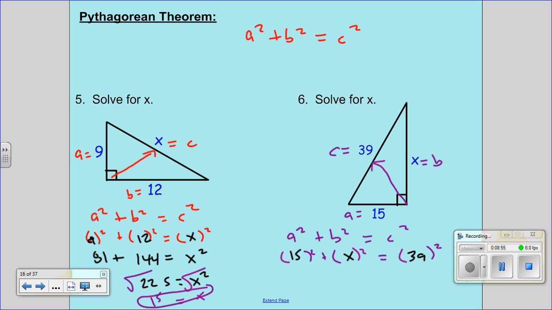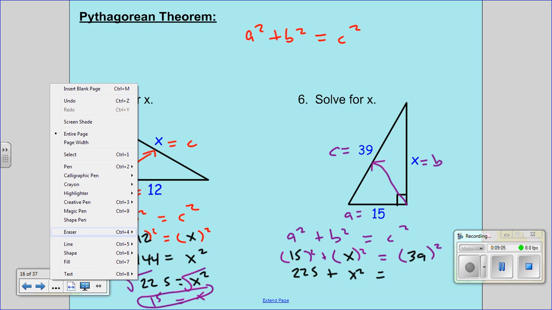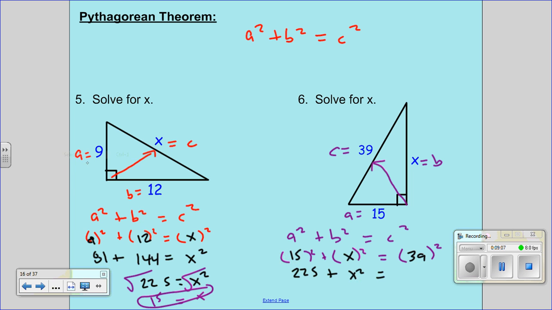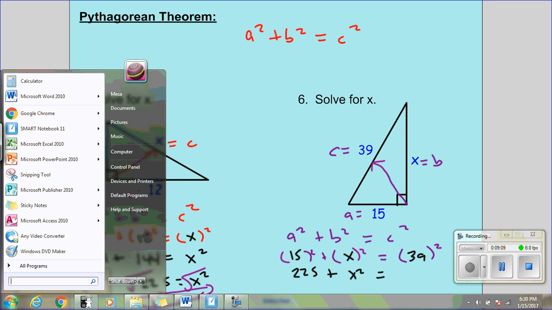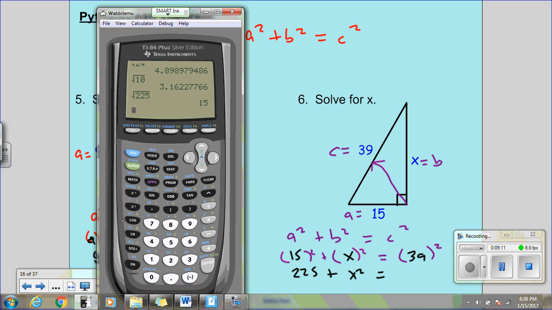15 squared is 225, as we figured out from the previous problem. X squared is simply x squared. And 39 squared, let's grab the calculator for that one, that's large. And if you want to square something, you simply just hit x squared, and it'll attach the power of 2 to it. So 1521.